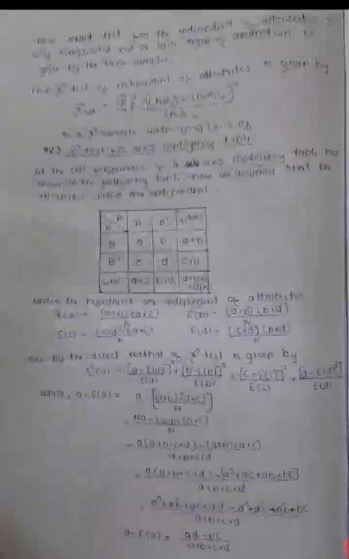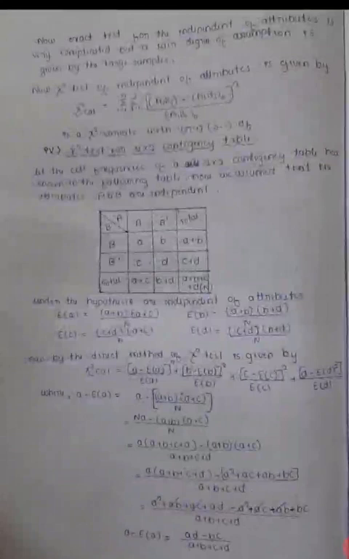Now the exact test for independence of attributes is very complicated, but a fair approximation is given by the large sample test. The chi-square test of independence of attributes is given by chi-square calculated value equal to double summation i equal to 1 to r, j equal to 1 to s of (AiBj observed minus AiBj expected) whole squared by AiBj expected.